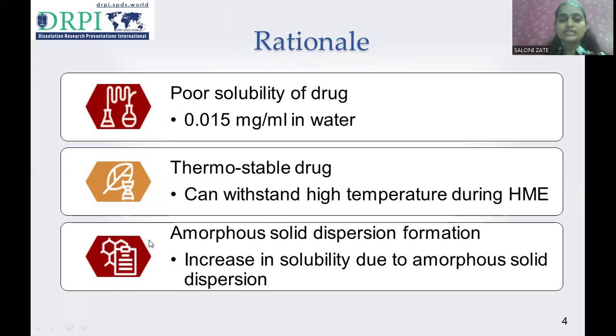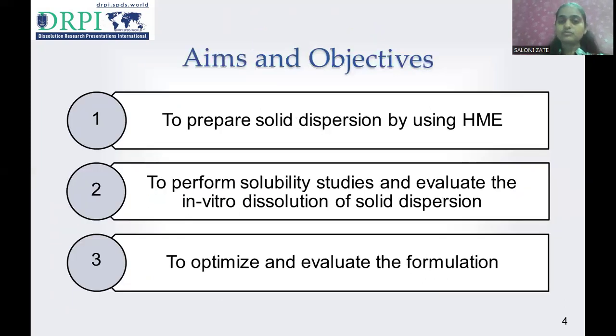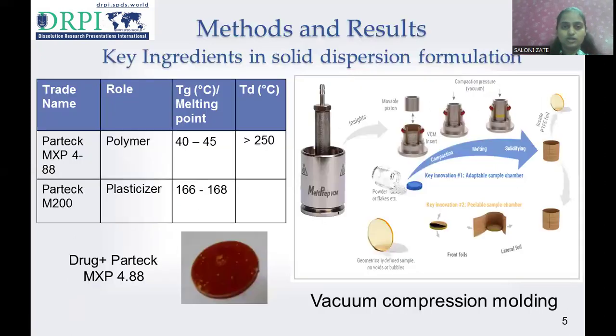Solubility of the drug needs to be increased so as to increase efficacy. Next, the drug is a thermostable drug, so it has the ability to withstand high temperatures using the HME method. HME can produce amorphous solid dispersion, which can increase the solubility of the drug. Aims and objectives: to create solid dispersion by using HME, to perform solubility studies and evaluate the in vitro dissolution of solid dispersion, to optimize and evaluate the formulation.